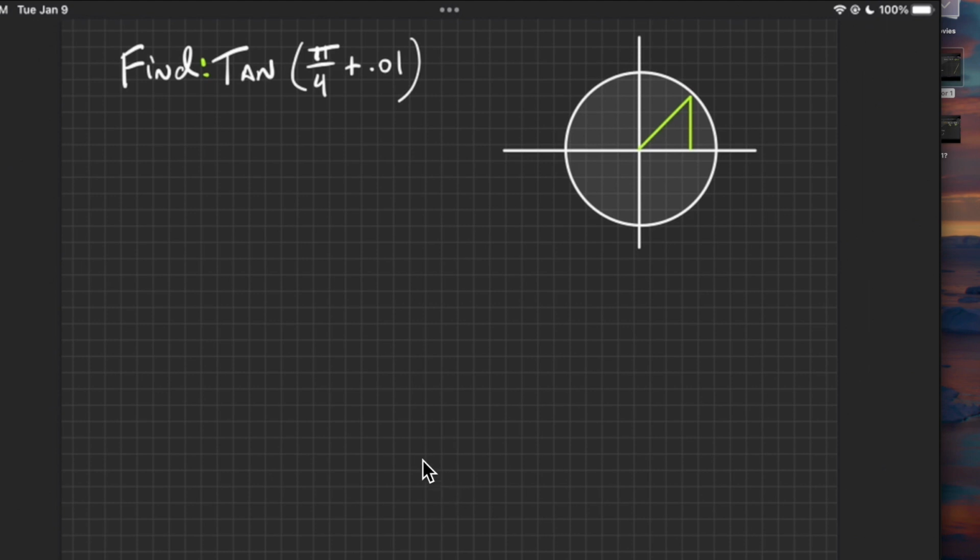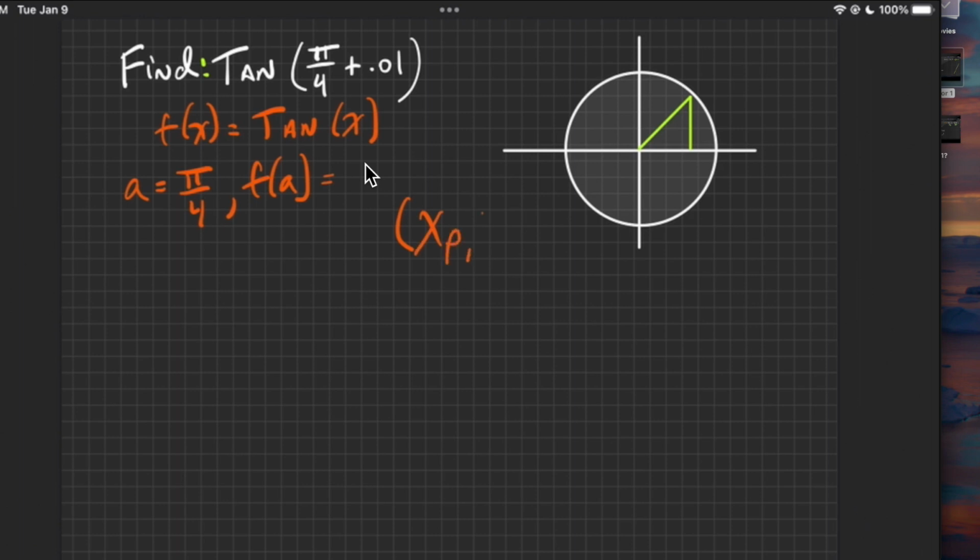In our next example, we're asked to find the tangent of pi over 4 plus 0.01. That means our working function, f of x, is going to be tangent of x. Our first move is to pick an easy a value. We're going to choose pi over 4. Immediately, we're going to get f of a because we want a point. We want our point, x of p, y of p, to create the point-slope formula for our tangent line. F of a means we're going to plug in easy a into this working function.